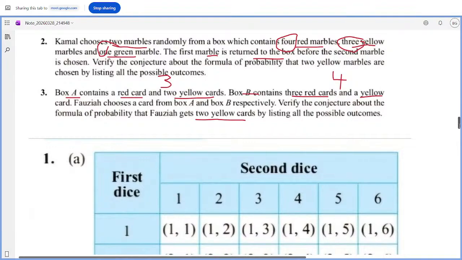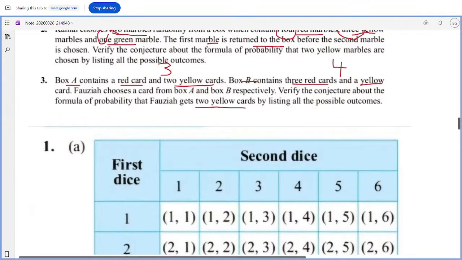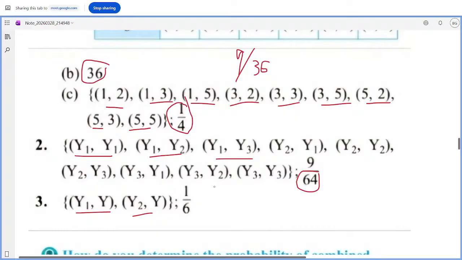Again, we are using the multiplication rule. Why? Because it's happening at the same time. Okay, choosing a card from box A and box B, this event is happening at the same time. Okay, you can choose at the same time. From 2 box, you got 2 hand, you grab 2 cards at the same time. So that's why you can times. Okay, so 2 over 12, you simplify, you get 1 over 6. Okay, you guys understand? Question 3?